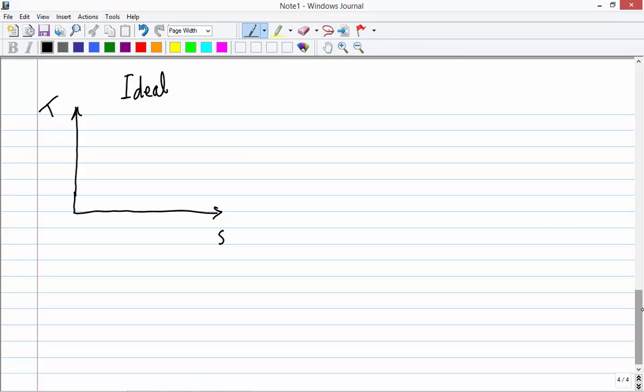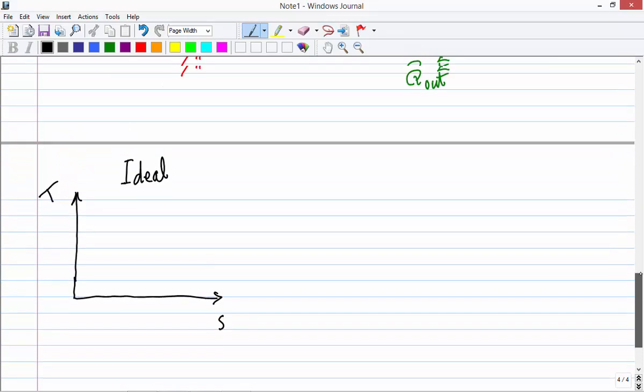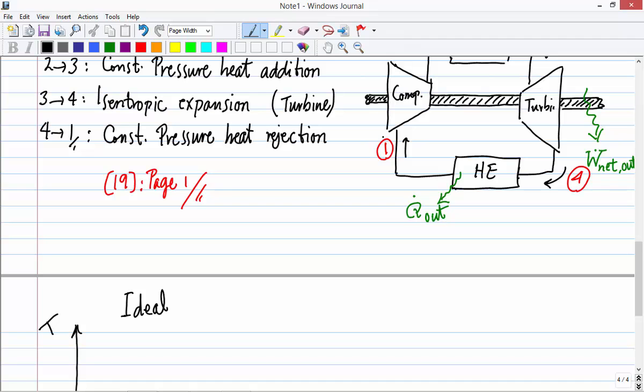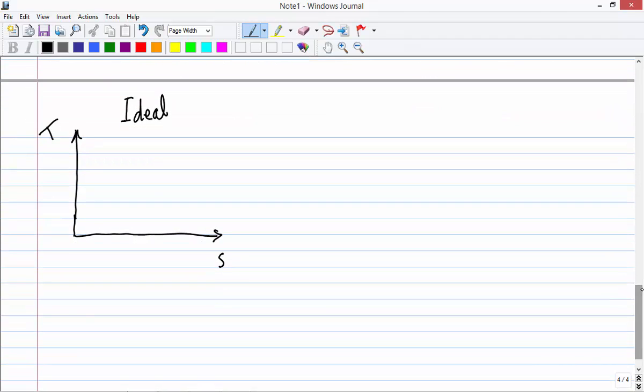From point 1 to point 2, we are passing through the compressor, and we expect to have an isentropic process, so entropy remains constant. Here is point 1 and point 2. Now I want to talk about the other process, point 2 to 3. Okay, let me move the whole thing.